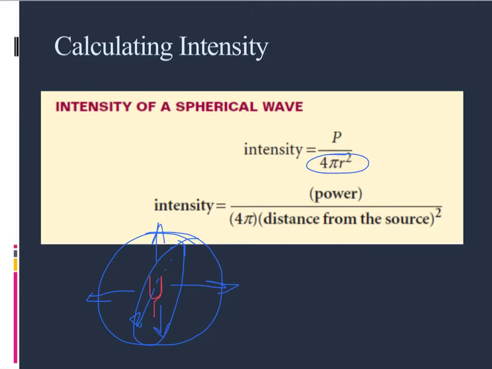So intensity, and it doesn't have an official letter, but to make it easier for us in our class, we're just going to use the capital letter I for right now. Intensity is equal to power divided by 4 pi times the distance from the source squared. So what that means is intensity is inversely proportional to the distance squared and directly proportional to the power.